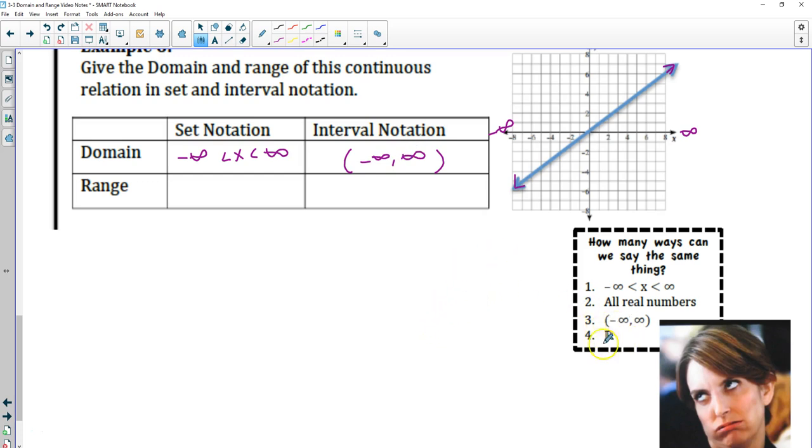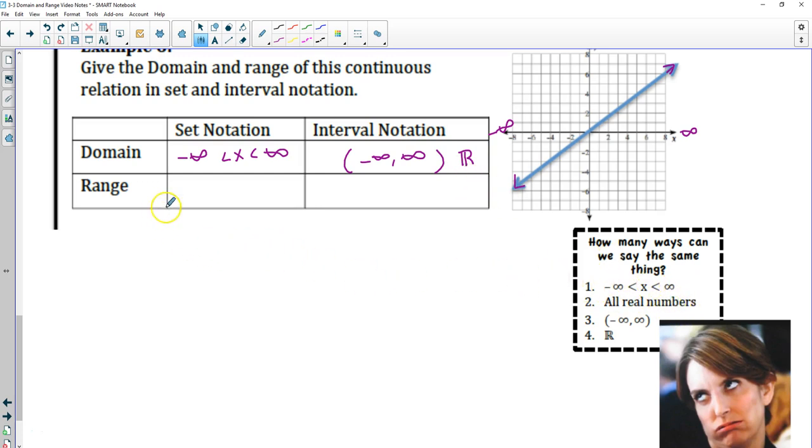The other way is with this little symbol. This is my favorite because I'm lazy and it's easy. You would just write 2 lines as the back of an R. It's an R with 2 backs. That's all it is. And that just stands for all real numbers. So it's a quick way to write all real numbers.